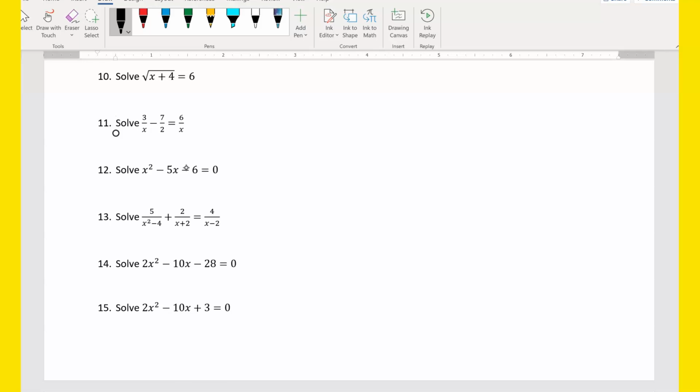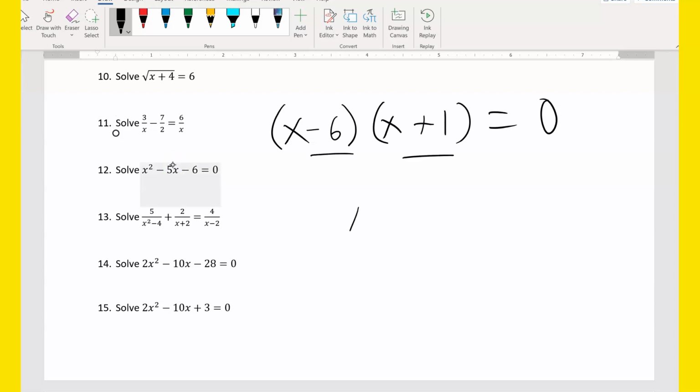All right, moving on to number 12. I think we're on number 12, right? So this is a quadratic equation, and I will simply solve it by factoring. There's no GCF to take out, so I'm just factoring the trinomial. I'm asking what multiplies to get negative 6 and adds to get negative 5. That would be a negative 6 and a positive 1. And so you solve both of those, and you get x equals positive 6 and negative 1.